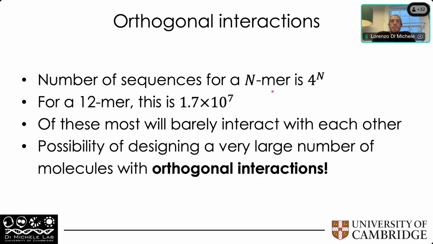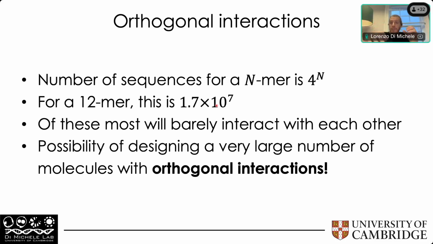The other very important point is about the number of possible sequences that you can have with a DNA molecule of a certain length. So if you have an n-mer, a DNA molecule with n nucleotides, because you have 4 possible nucleotides at each location, you can have 4 to the n possible sequences. So for our 12-mer, that's about 17 million different sequences, if I did the maths right. So there's very many sequences that you can have.